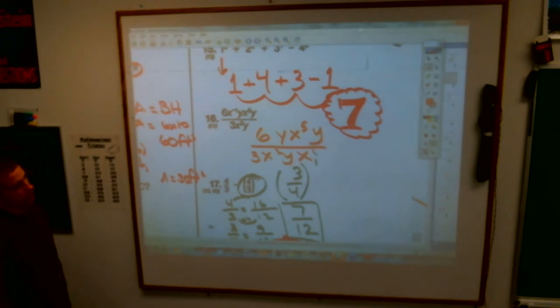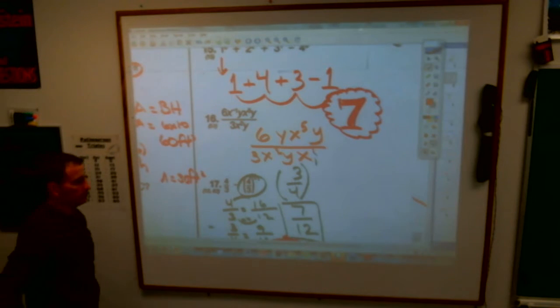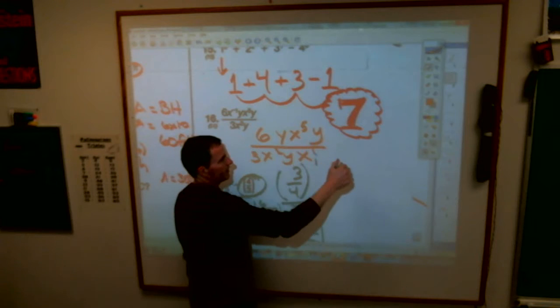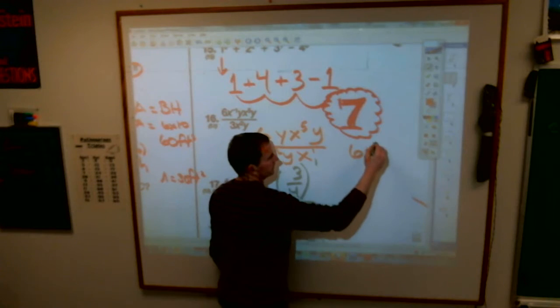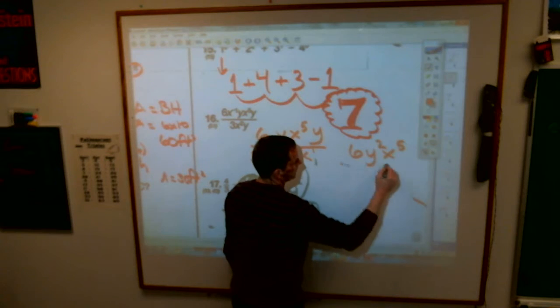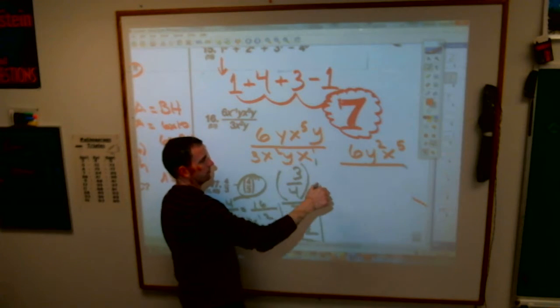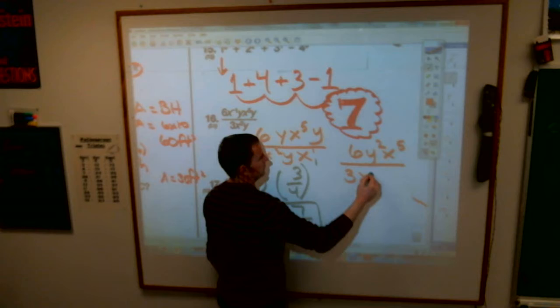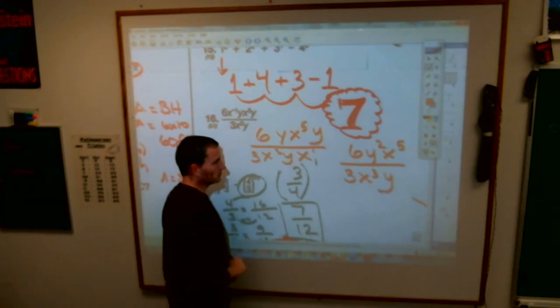Now, somebody, because there's different ways you can do this. Isabel, what would you do now? Or what did you do? I would add the... Okay, so you put the y's together. Y times y is y squared. And there's an x to the 5th up there. And then you can put the x's together on the bottom, so it's 3x cubed y, right?